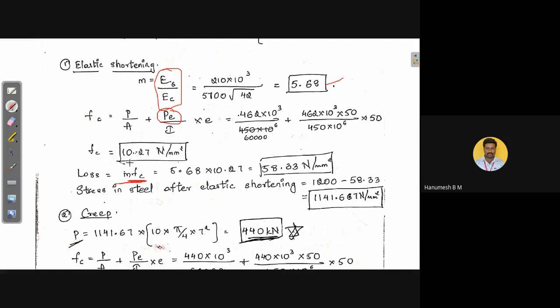Now how to calculate the loss due to elastic shortening or elastic deformation? Loss is equal to M into FC, where M is the modular ratio, which is equal to 5.68, into the FC value 10.27. Now the loss due to elastic shortening will be equal to 58.33 Newton per mm square. So this is the loss due to elastic deformation.